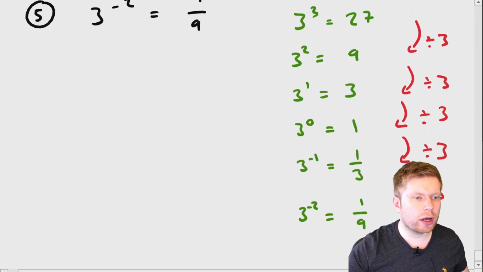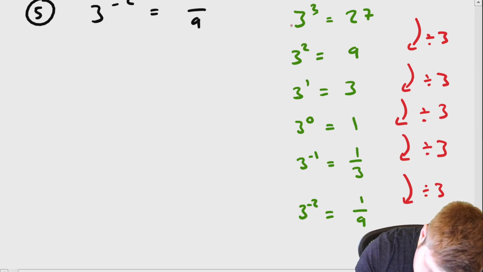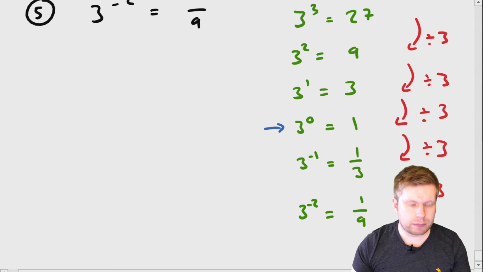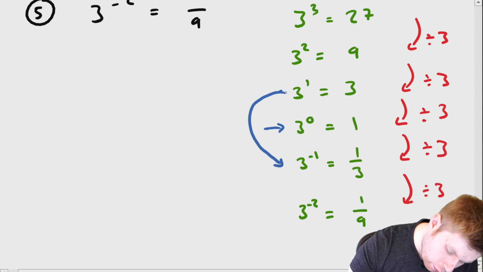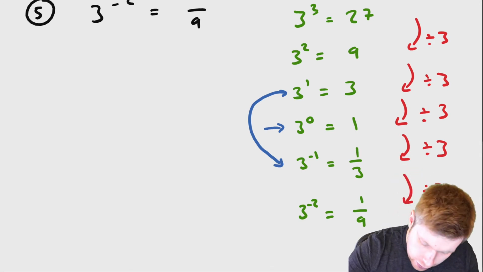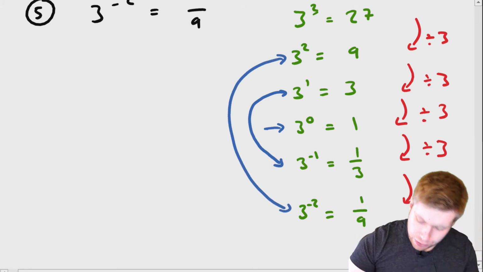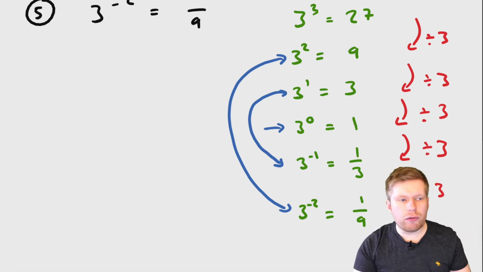Let's have a look at this list that I've written over here. Do you notice that 3 to the power of 0 is just 1? Let's start off there. That's the balance point. Then do you see 3 to the power of 1 and 3 to the power of negative 1 have a relationship between them? 3 to the power of 1 is 3 and 3 to the power of negative 1 is 1/3. Do you notice a relationship between 3 to the power of 2 and 3 to the power of negative 2? 3 to the power of 2 is 9, 3 to the power of negative 2 is 1 over 9.